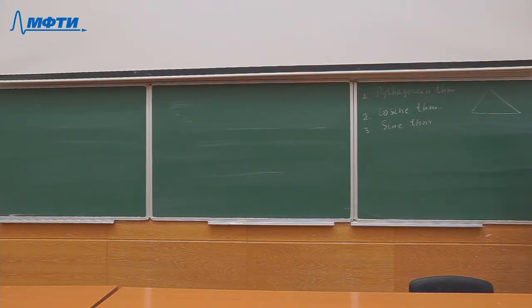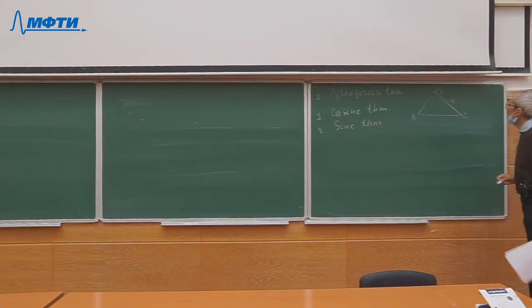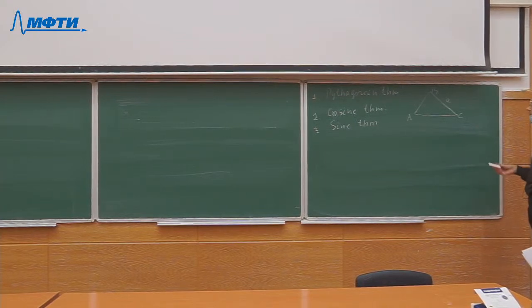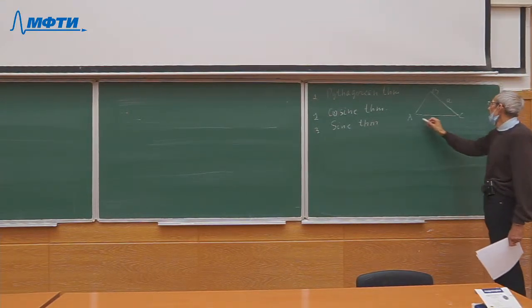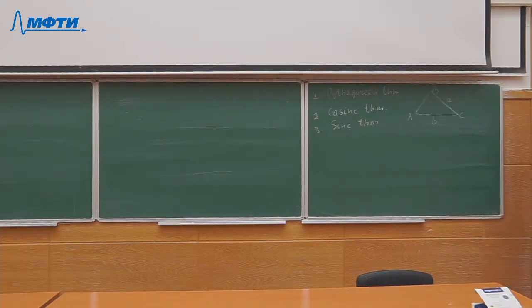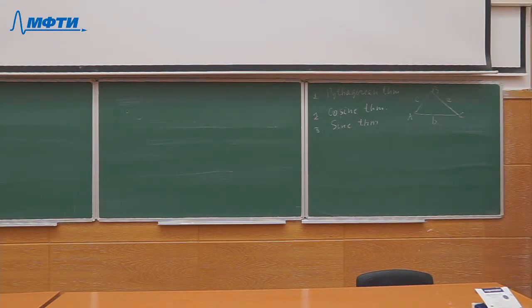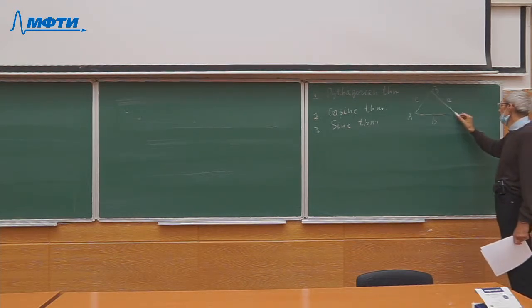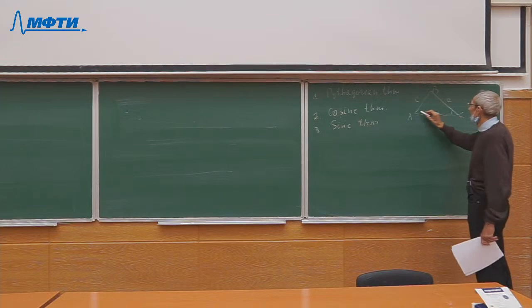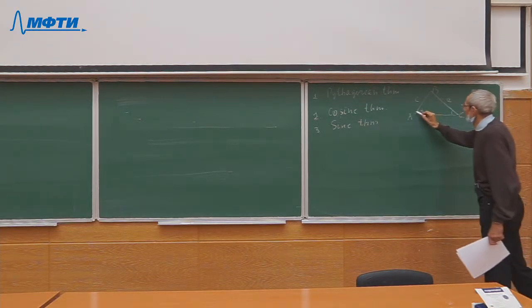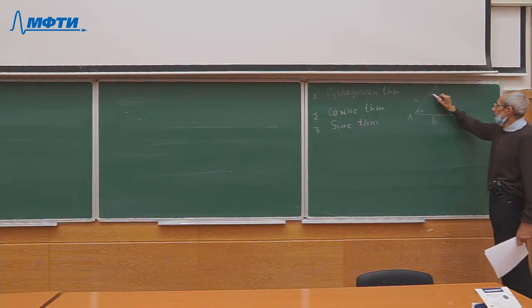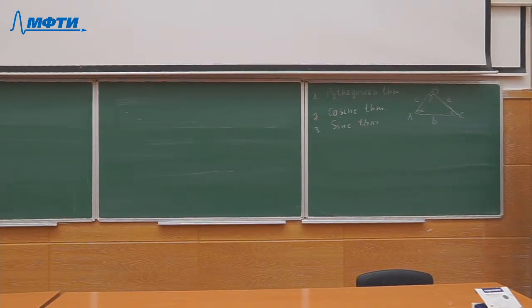We have some triangle ABC, and let a be the length of side BC, b the length of side AC, and c the length of side AB. Also let alpha be the measure of angle A, beta the measure of angle B, and gamma the measure of angle C.